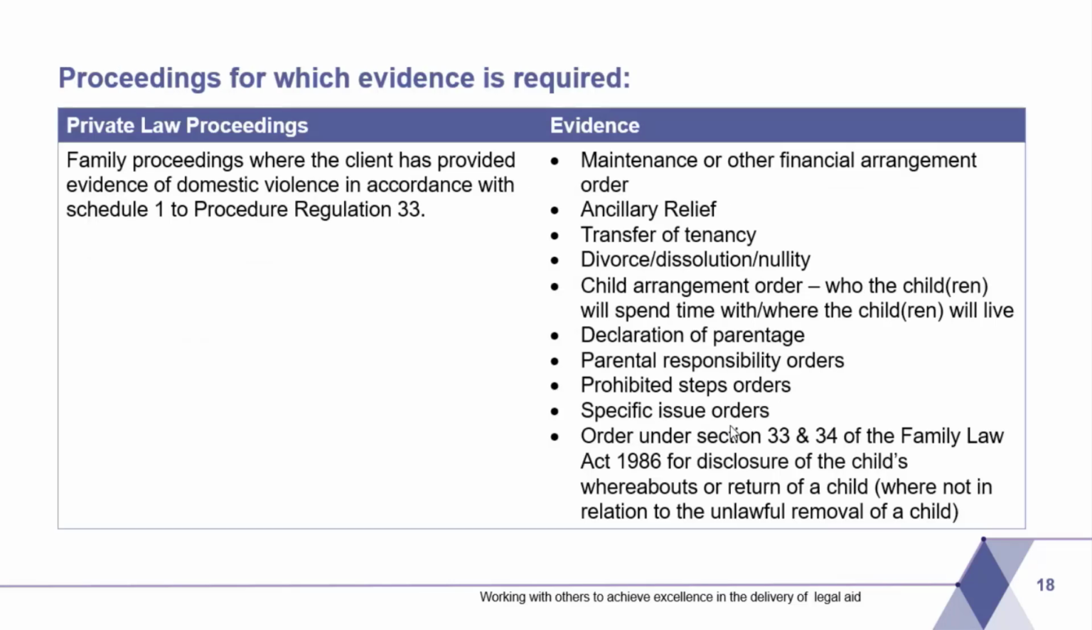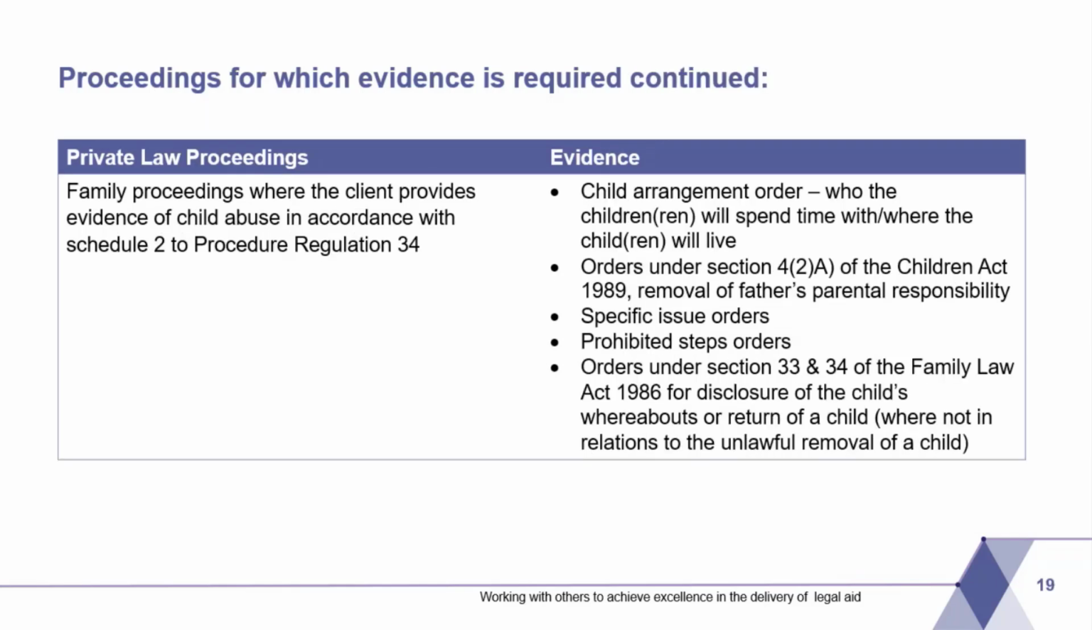So moving on to the proceedings for which domestic abuse evidence can be relied on. There is a full list of the family enactments which are brought into scope using domestic abuse evidence at the end of paragraph 12 of Schedule 1, Part 1, and they are also listed in Schedule 1 to Procedure Regulation 33. And you'll see that it's a wide range of family enactments covering both private law children and private law financial matters, including divorce, dissolution of a civil partnership and nullity proceedings. Basically, any of those proceedings can be brought into scope by way of domestic abuse evidence.